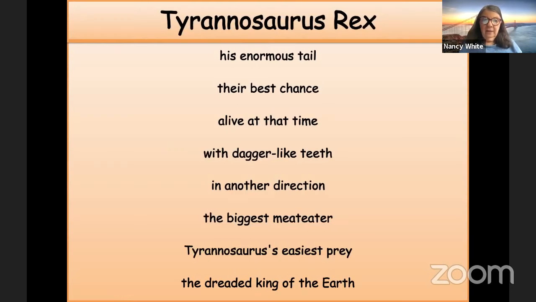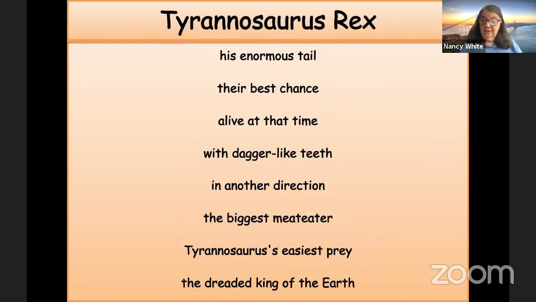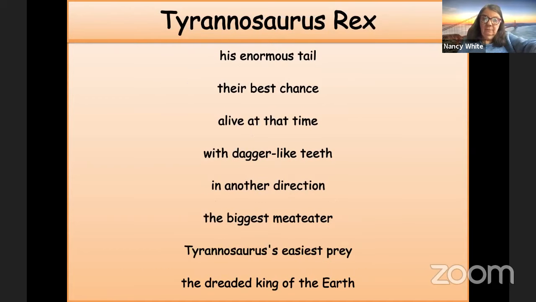So find the phrase that tells how. One phrase that would tell how would be with dagger-like teeth. So the student has to figure out from my clue which phrase it is, read the phrase, and if the rest of the class agrees that that is the correct phrase and that the student read it correctly, they repeat. And the last one is to read all of the phrases and read each one.